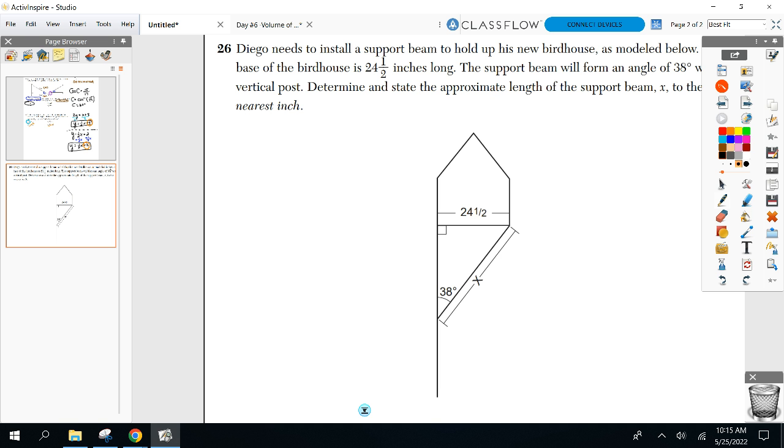Not enough information to use Pythag here, but it is a right triangle.